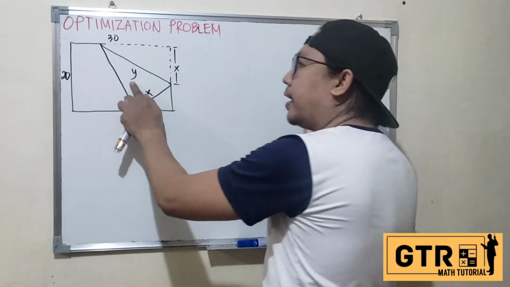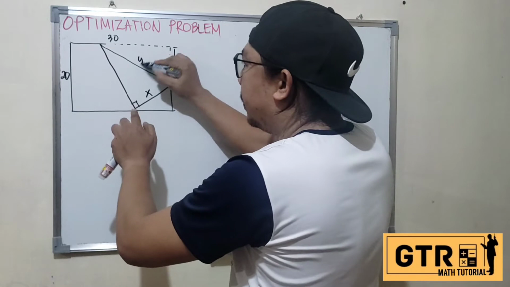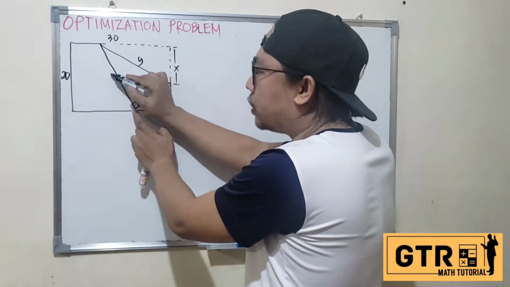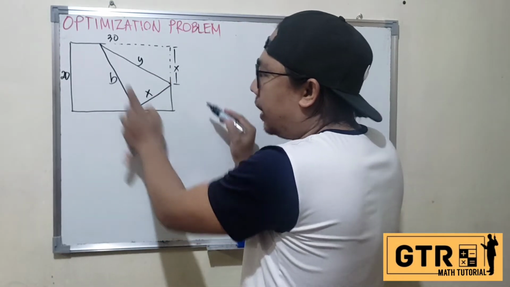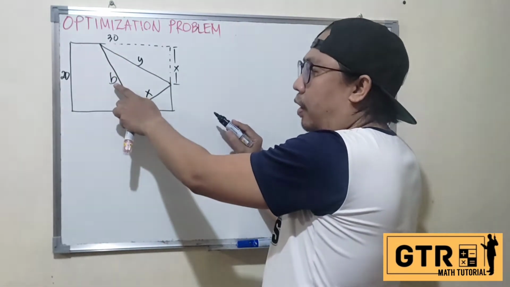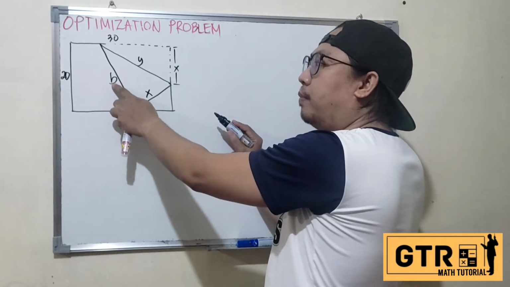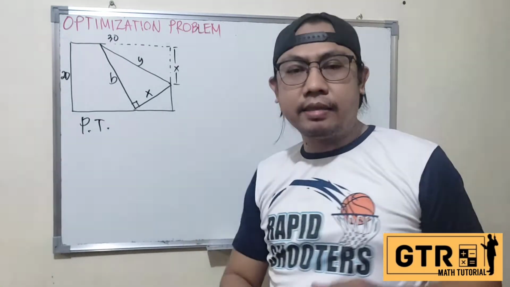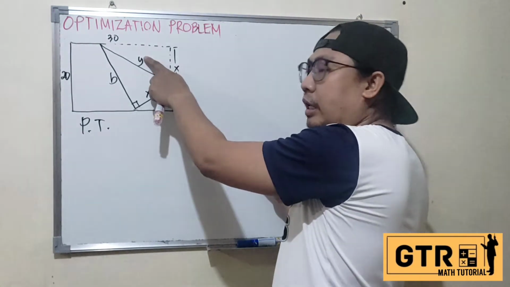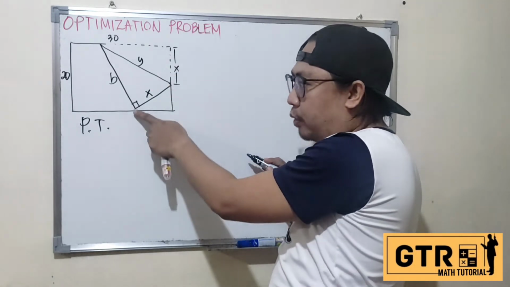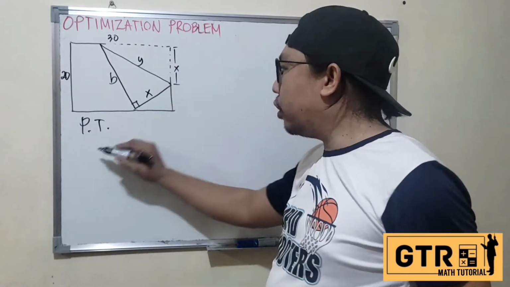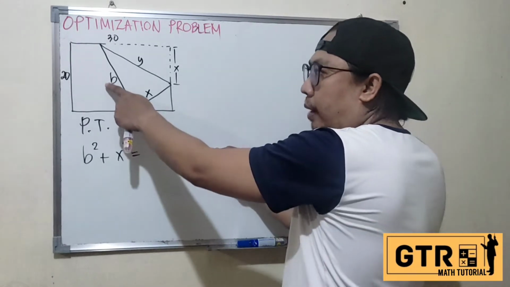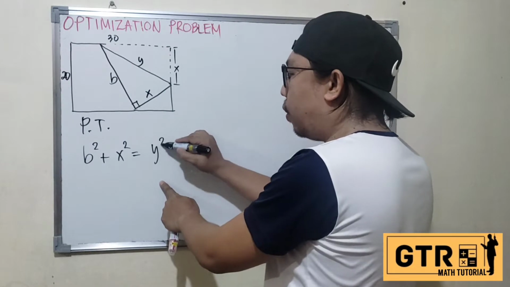So solving the right triangle, so this is Y. So this is a right triangle. So we have a right triangle here. So therefore, we can solve the value of this side. Let's say this side is B. Okay, so if this side is B, we can solve the value of this by using the Pythagorean theorem. The Pythagorean theorem states that the square of the hypotenuse, which is Y, opposite ng right angle natin, is equal to the sum of the squares of the other legs. So we have b squared plus x squared equals y squared.